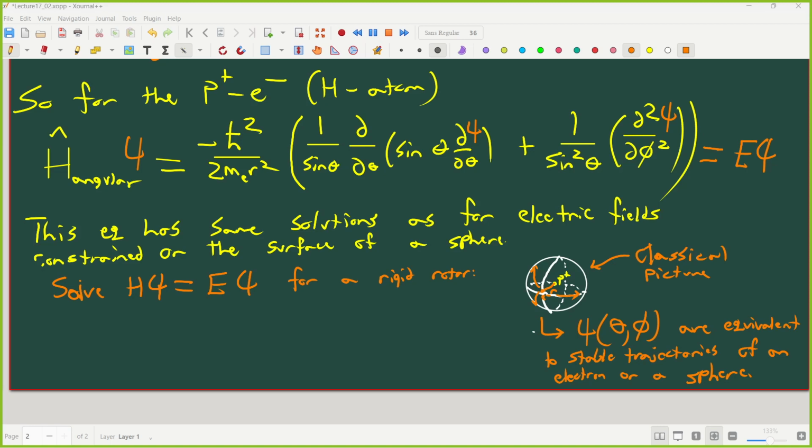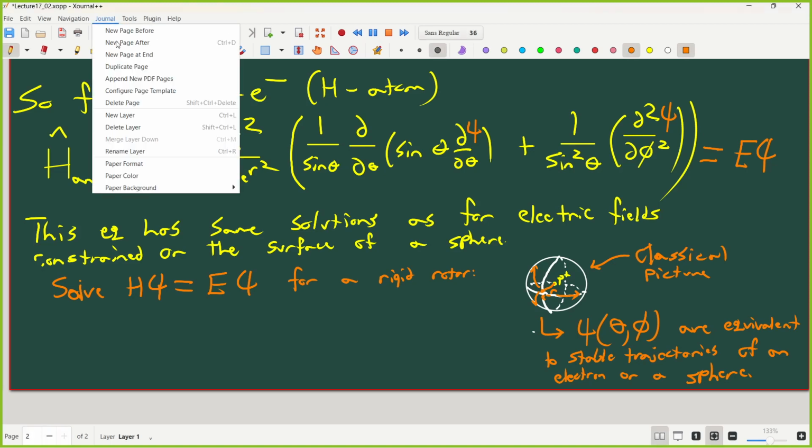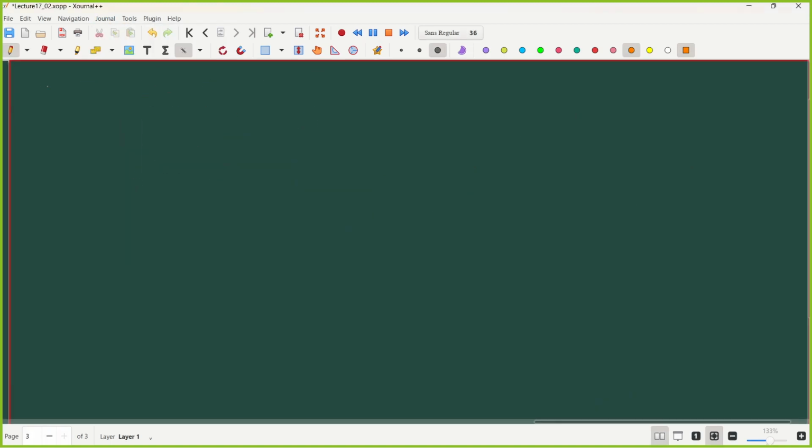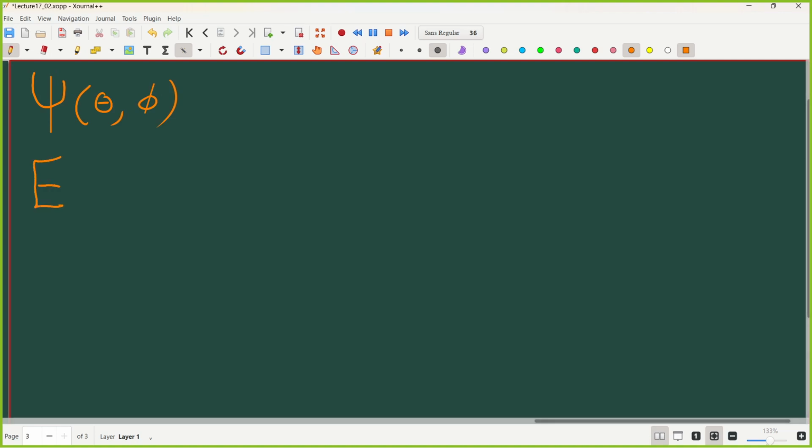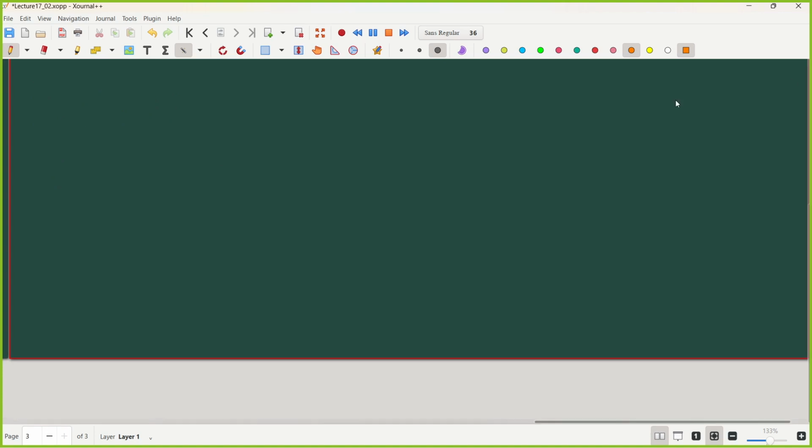Okay, so let me go to the next page real quick. All right, so what are the solutions? We have two things that we need to know. We need to know the wave functions, which are functions of theta and phi, and the energies. Those are the two things we care about. Gosh, I didn't place a formula here anywhere? Come on. All right, I'll find them in a minute.